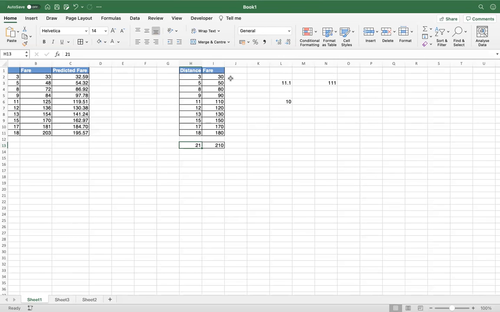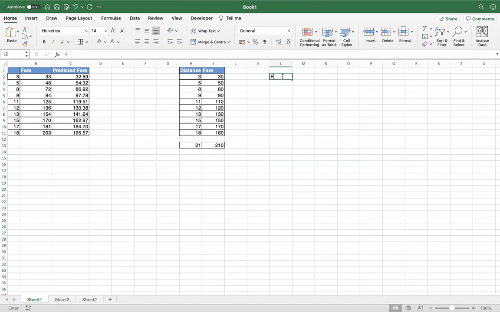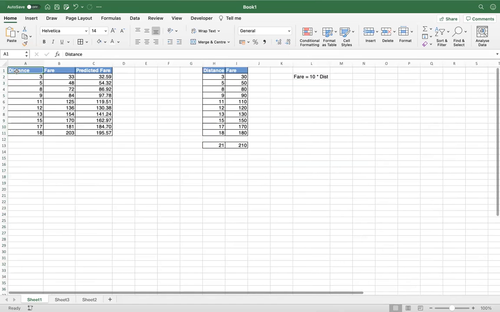But it is very evident in this case that the relationship between my fare and distance is: fare is equal to 10 times the distance. Right? That is our relationship. But in the earlier case, the relationship is not very evident. Agreed?